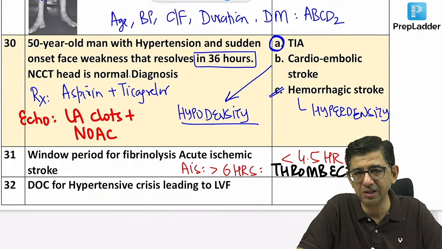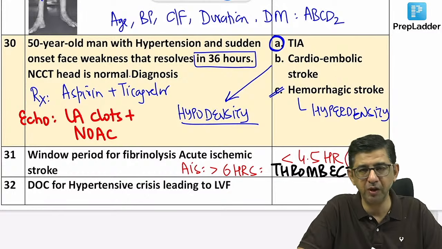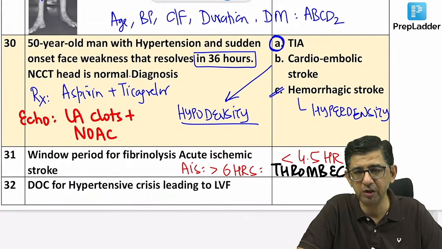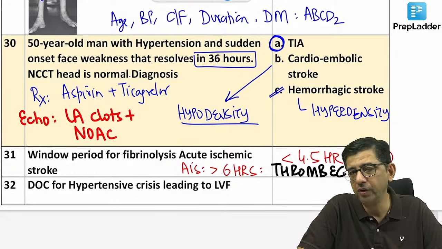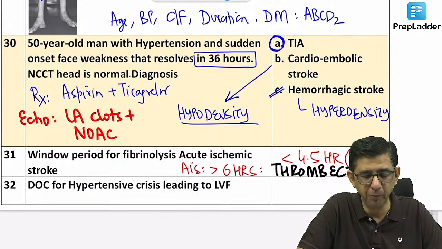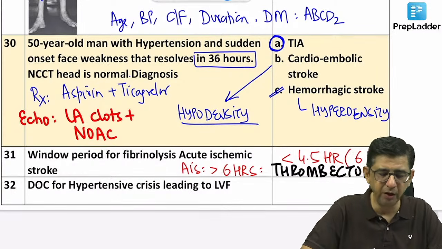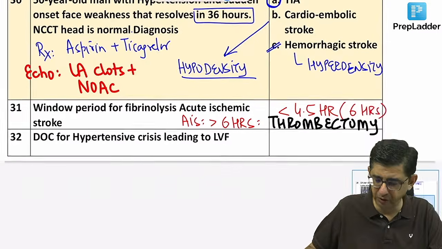For the first 6 hours, it would be fibrinolysis with the current edition of the book, and after 6 hours, it's a thrombectomy. Though nowadays they say wherever feasible, try to do a thrombectomy in the patient in the shortest possible time frame. Mechanical thrombectomy is up to a limit of 24 hours.